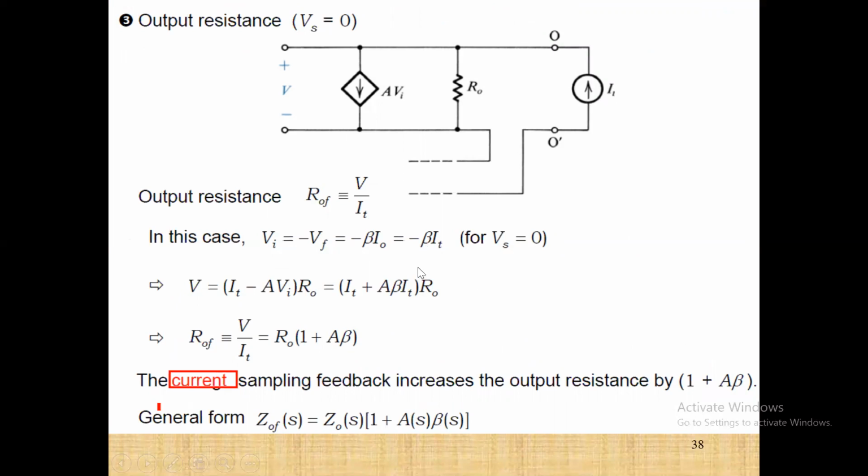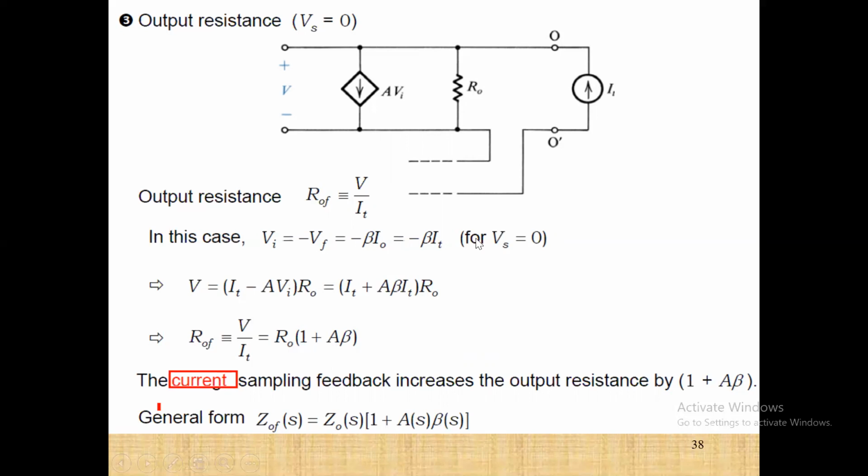So now we can substitute in place of Vi over here the minus beta IT, and hence we will get IT common. We can take that out, then V by IT will be the value of ROF, and that is equal to RO into 1 plus A beta.